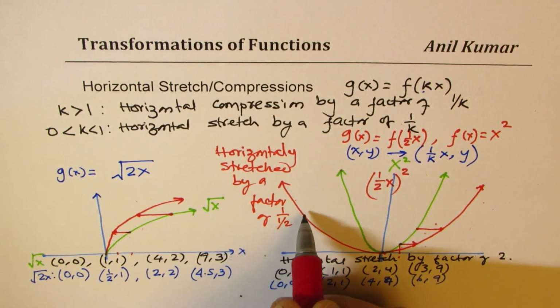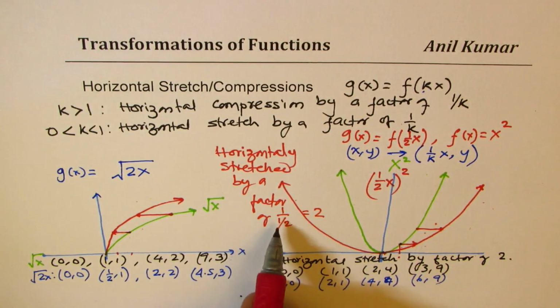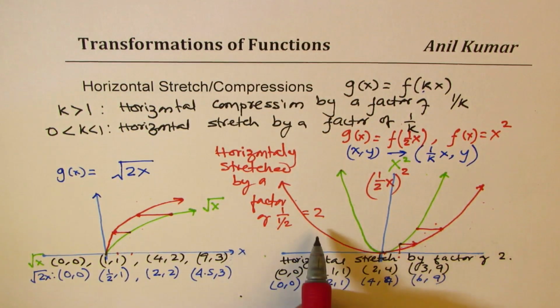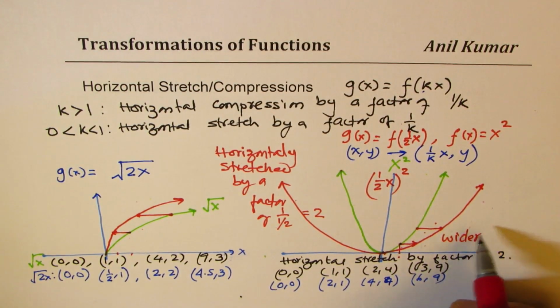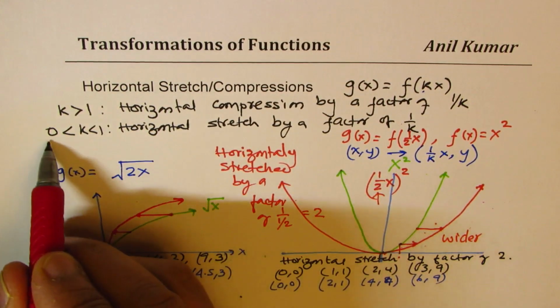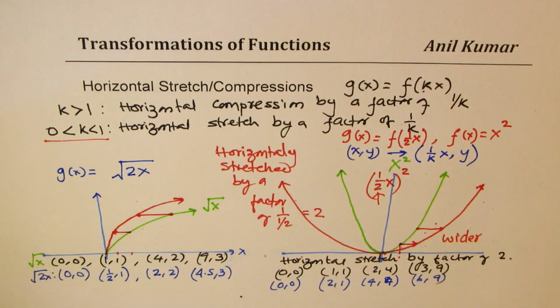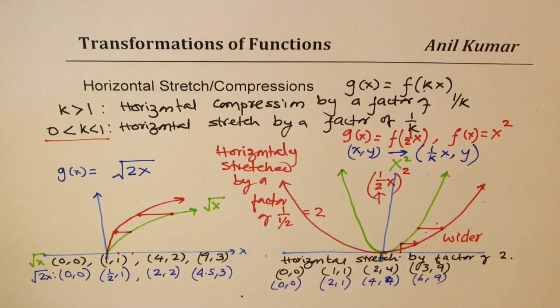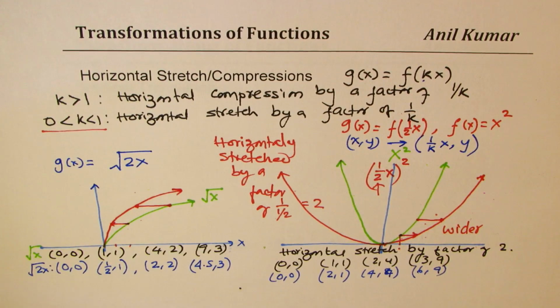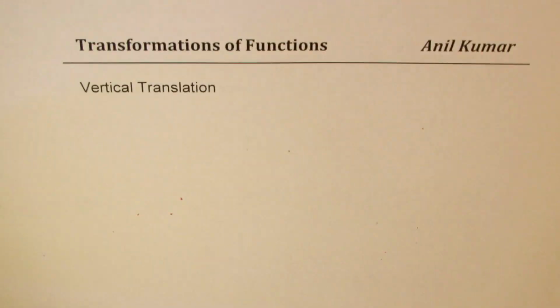One over 1 over 2, which is 2. Do you see that? So it becomes wider. So it becomes wider if the value is between 0 and 1. So I hope that concept is clear, right? We'll combine all this soon and then you'll get a fairly good idea of what we're talking about. But I think from the transformed points, it is making sense, right? Let's move on and take vertical translation.